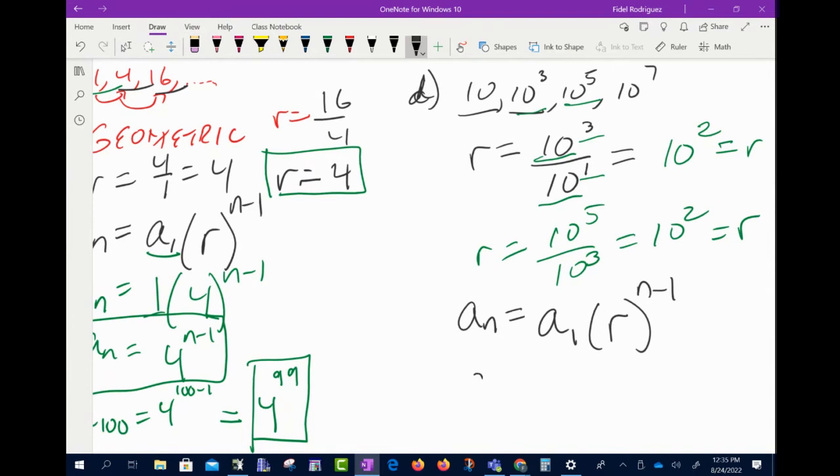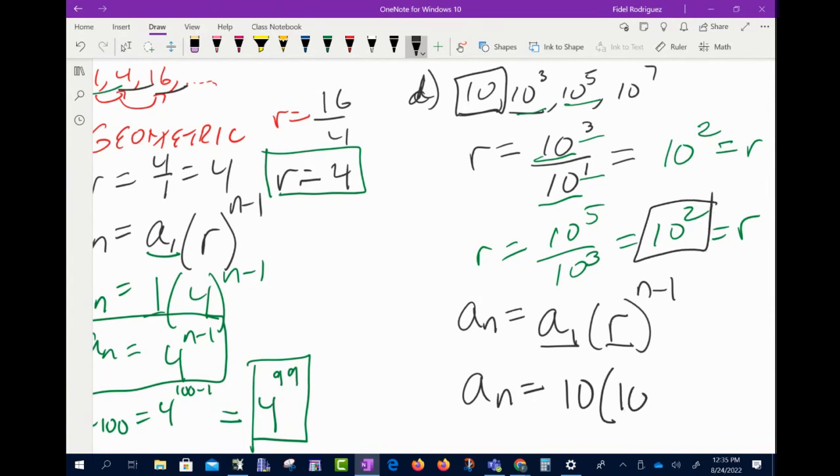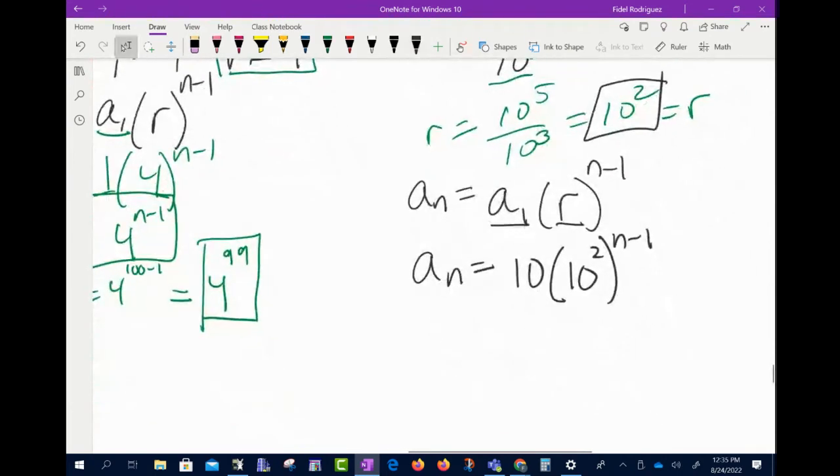So let's see if we can figure this out. This is going to be an equals a1. Remember what a1 is. a1 is the first term. So that's 10 times my ratio. My ratio in this case, y'all, is 10 squared to the power n minus one, okay? Now, we're going to do a little bit of algebra here, y'all.